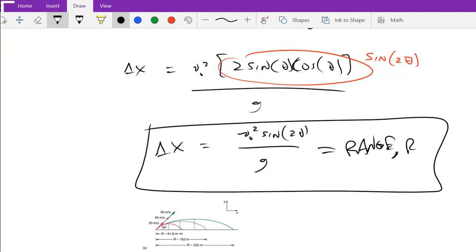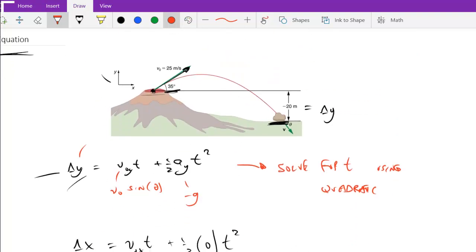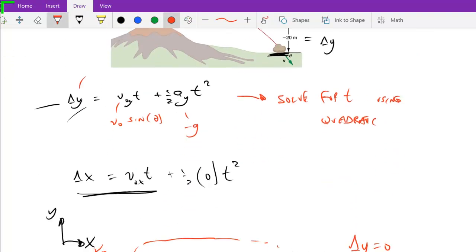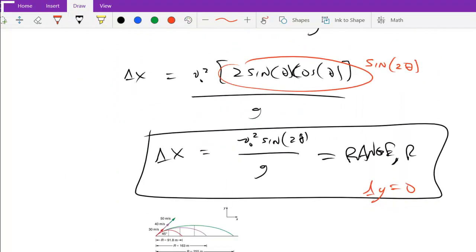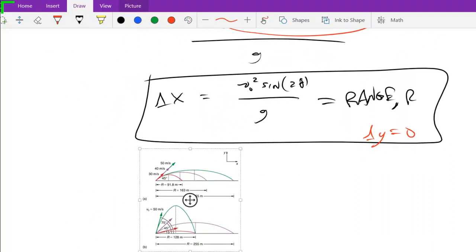So it's the magnitude of the velocity squared times the sine of twice the angle in standard position divided by g. And this is how far something travels, but only if it lands at the same height from which it was launched. Remember that we had to have delta y equals 0 in order for this to be true. If delta y is not equal to 0, we need to go back up here, and most likely we're going to have to solve a quadratic to get our time first. So this is only if delta y is equal to 0.